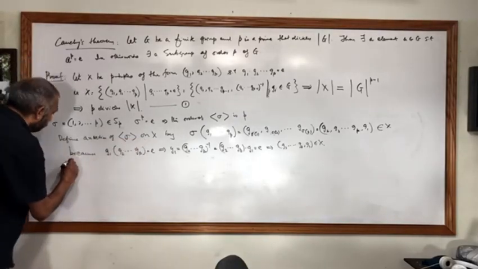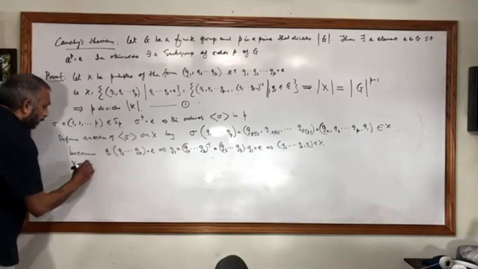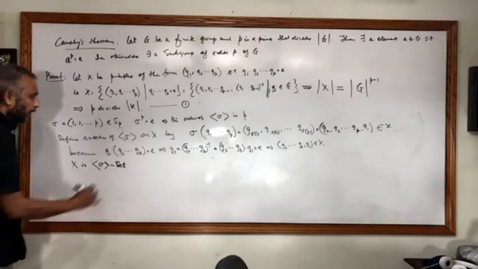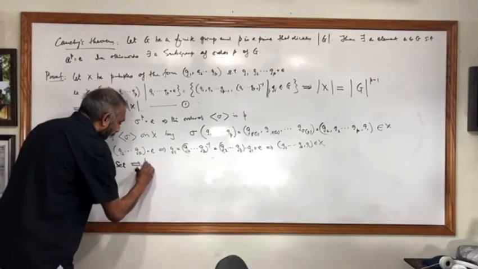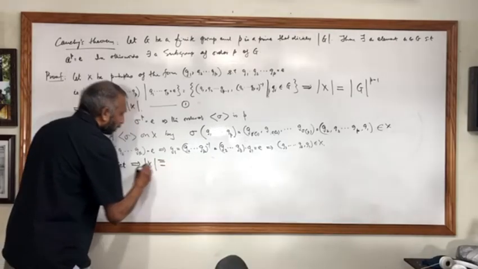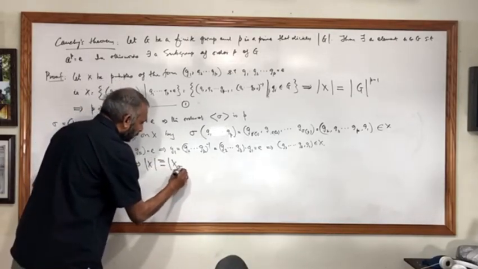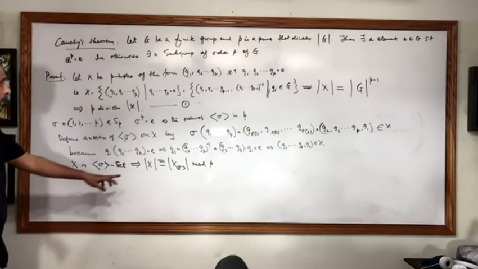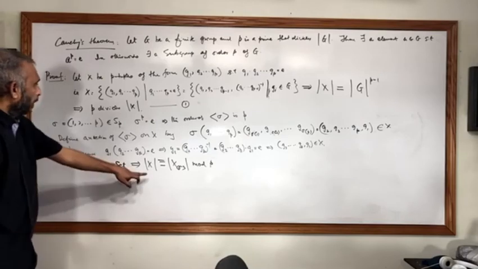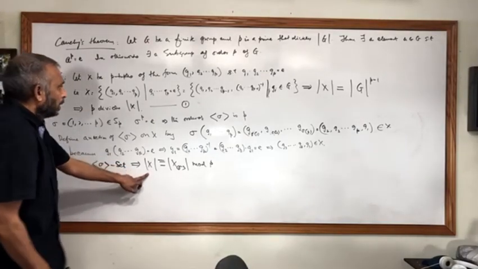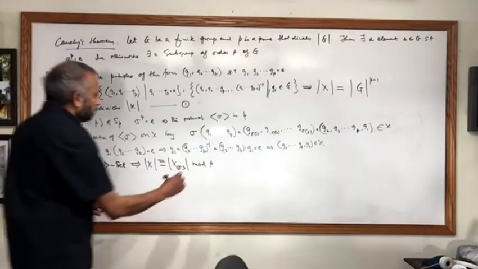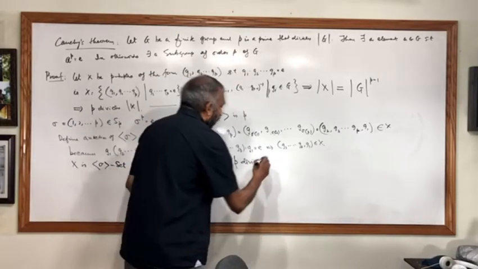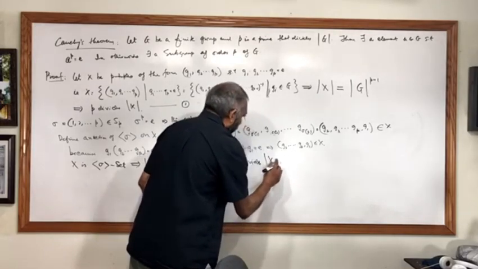So X is a sigma set, and that implies, with the previous result, that the order of X is congruent to the order of X^sigma mod P. But P divides the order of X. P divides the order of X. So this implies P divides the order of X^sigma.